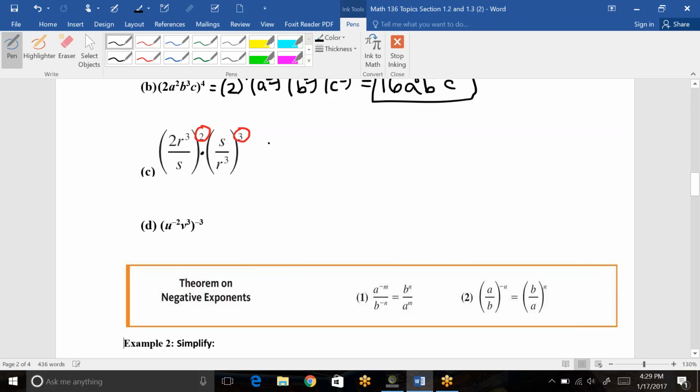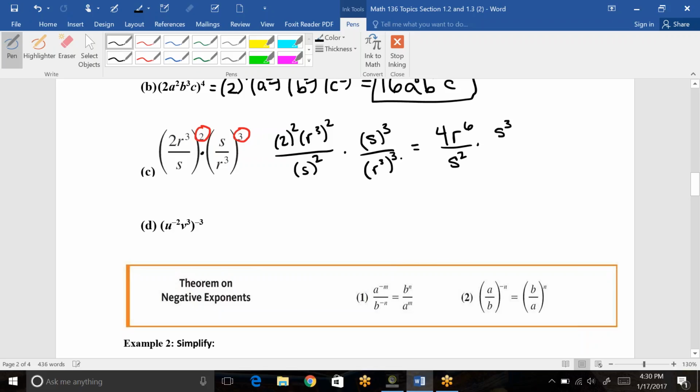says I need to deal with this exponent part before I can multiply in between. So we're going to work with, this is 2 squared, r to the third squared, all over s to the first squared, times, on this fraction we need to apply the 3, so s to the third over r to the third to the third. 2 squared is 4. R to the 3 times 2 would be 6. S squared would just be s squared. And I know my s's sometimes look like 5, but these are s's. And then this is just s to the third on top. And 3 times 3 would be r to the ninth on the bottom.